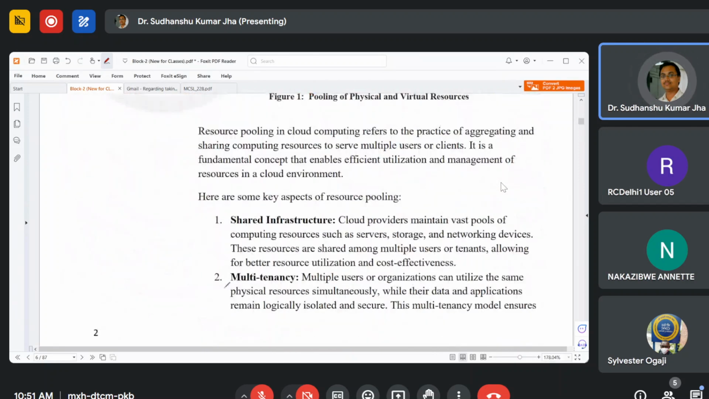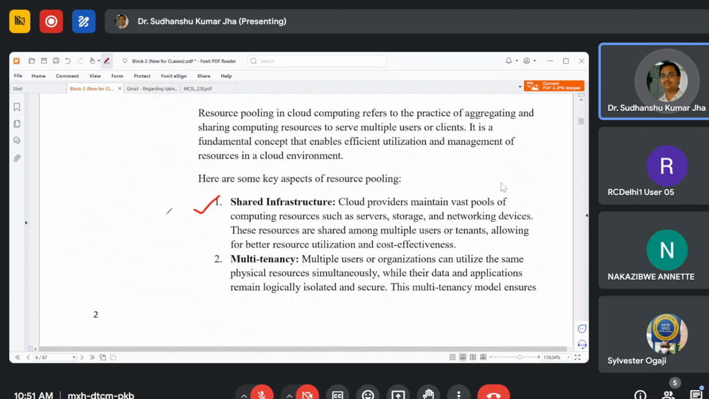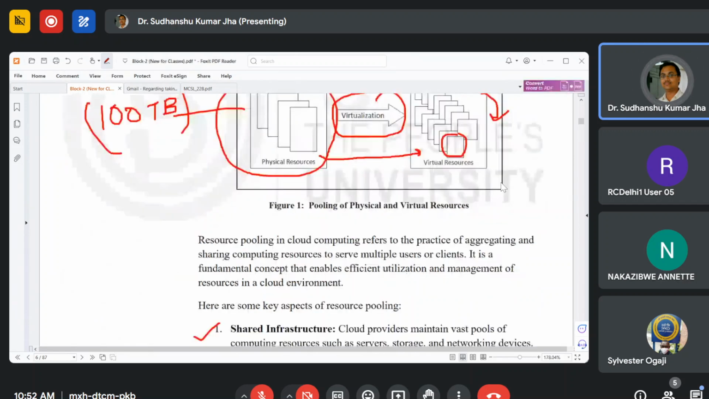Now come to resource pooling. We have a shared infrastructure. Shared infrastructure means one particular device or resource can be shared by multiple users. As well as that, we have the concept of multi-tenancy. Multi-tenancy means multiple users or organizations can utilize the same physical resources simultaneously, while their data and applications remain logically isolated and secure. Just like in the above example, as a cloud service provider, I have a hard disk.